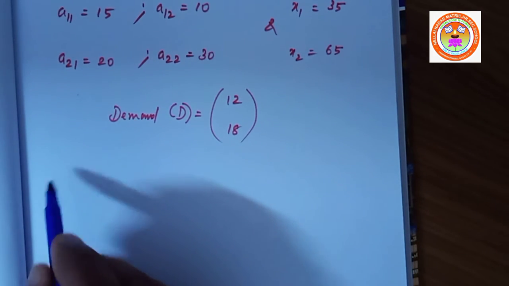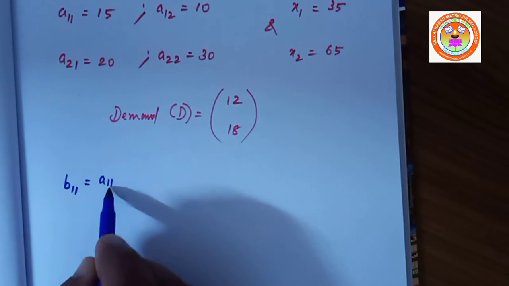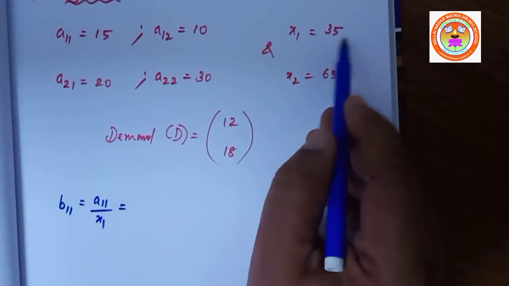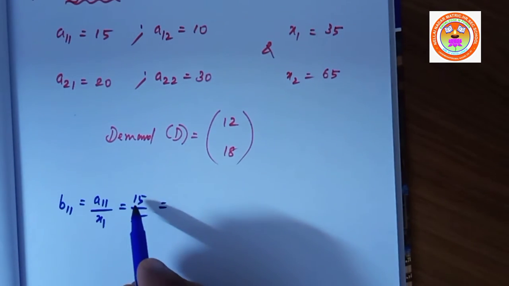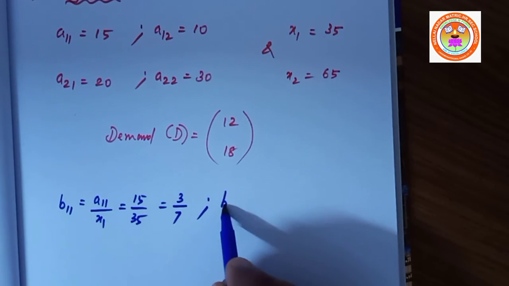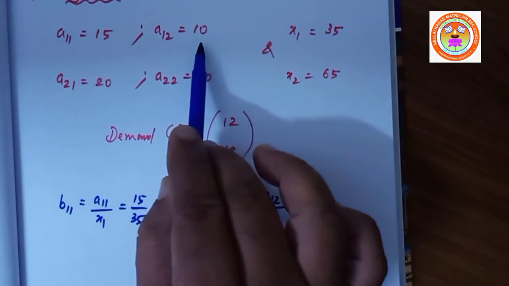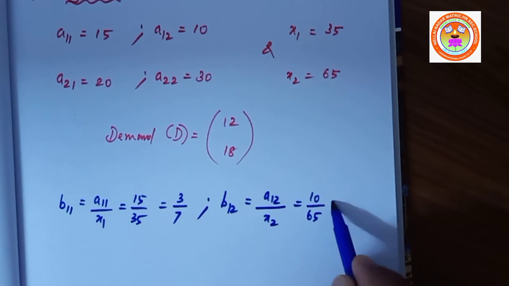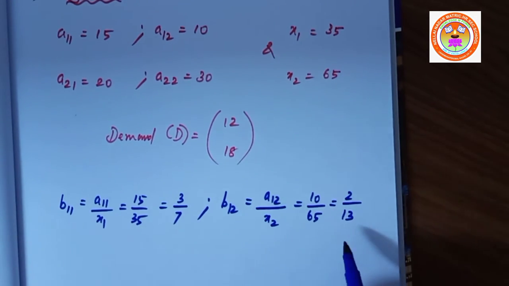We can calculate B11, that is equal to A11 by X1. A11 is 15 and X1 is 35. 15 divided by 35, you can cancel by the 5 table, 3 times, here 7 times, 3 by 7. Then B12 is equal to A12 divided by X2. A12 is 10, X2 is 65. 10 divided by 65, cancel by the 5 table, 2 times here 13 times. 5 2s are 10, 5 13s are 65.